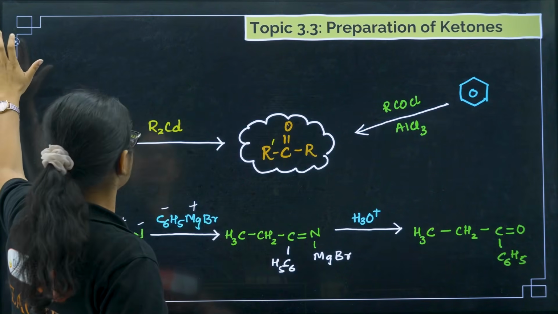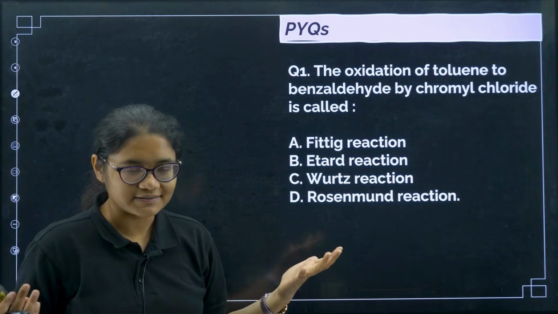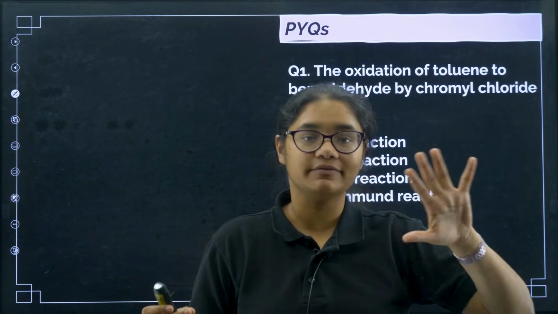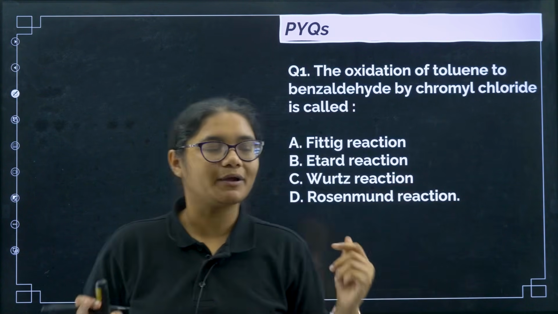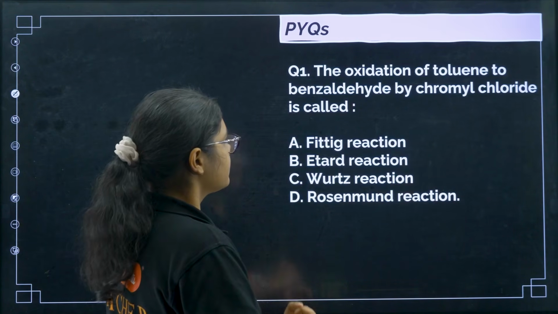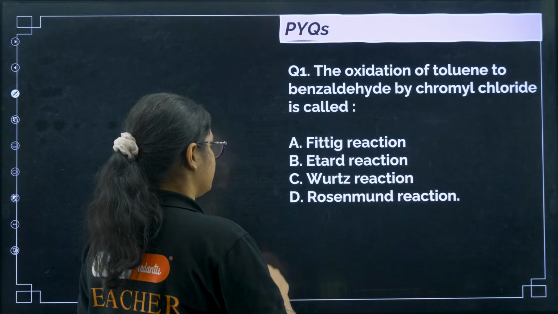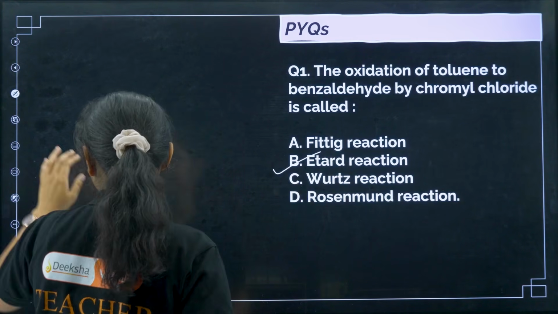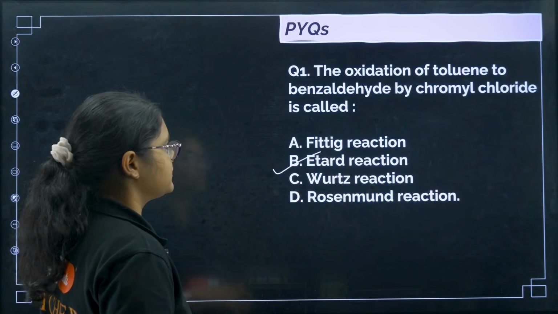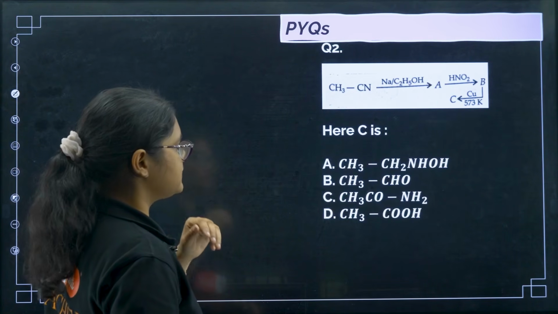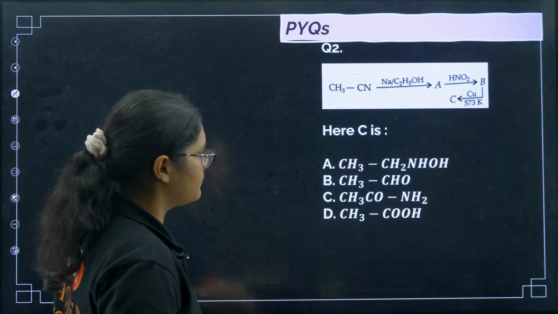Now moving towards the next thing, we'll solve some questions here so that we can understand whatever we have studied, whether we are able to solve the questions or not. The oxidation of toluene to benzaldehyde by chromyl chloride, CrO2Cl2, is a name reaction we just studied, that is the Etard reaction. Okay, next question: CH3CN is given in presence of sodium amalgam.